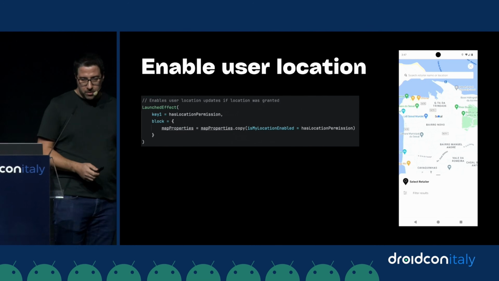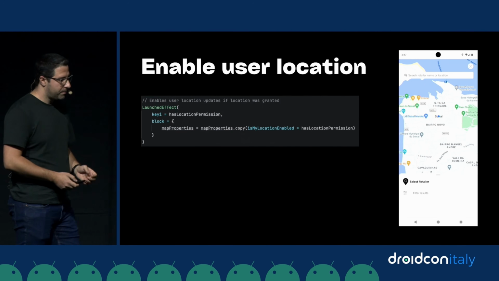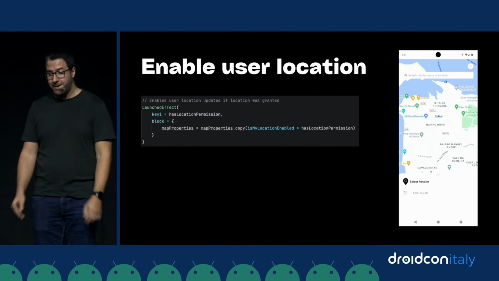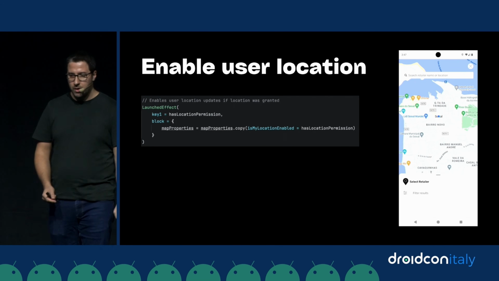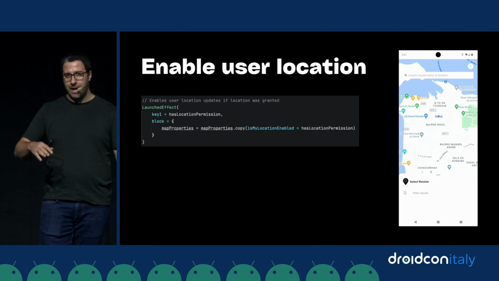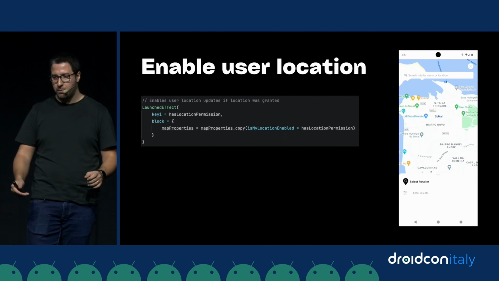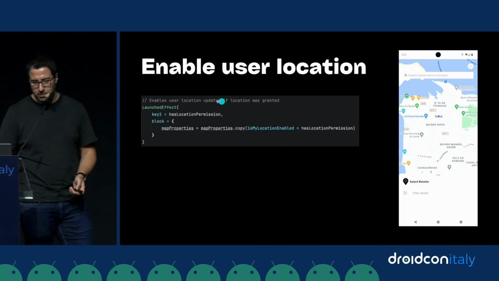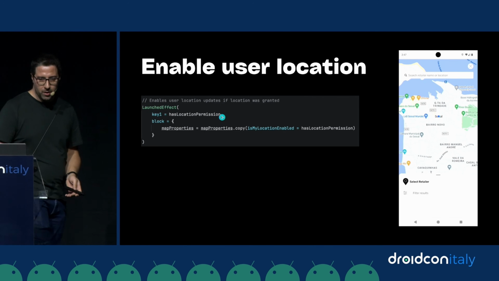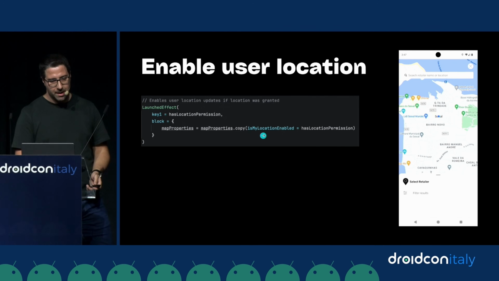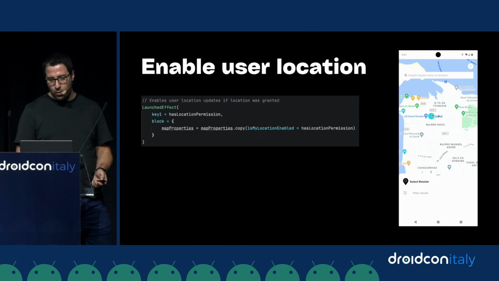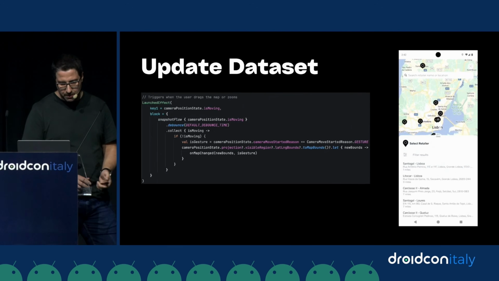So after this initial configuration, you need to set up some launched effects. This first one is basically to enable My Location. As I said before, after we asked for the location permissions, you can use this launched effect to observe a regular mutable state flow. And after we have location permission, just update the map properties on the map, and suddenly we have our current location on the map, which is perfect, very simple.